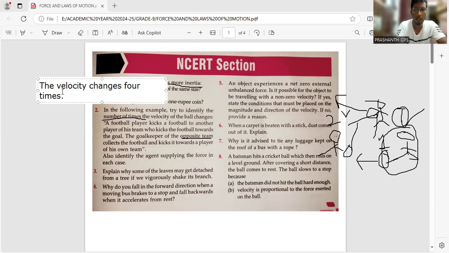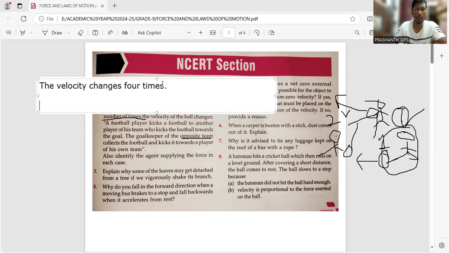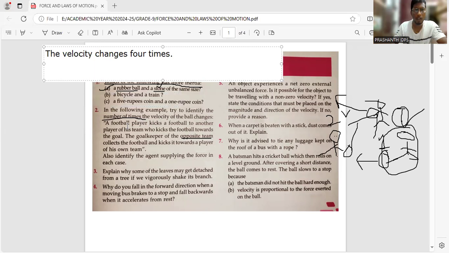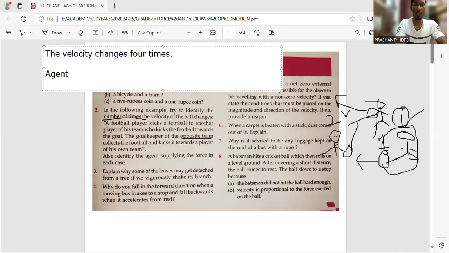Okay. Now, the question is not completed yet. He's also asking, also identify the agent supplying the force in each case. So he's asking to find out the agent. So I'll write the agent.